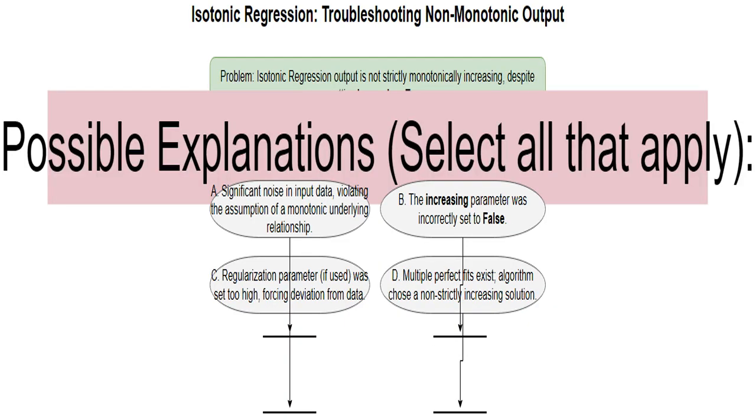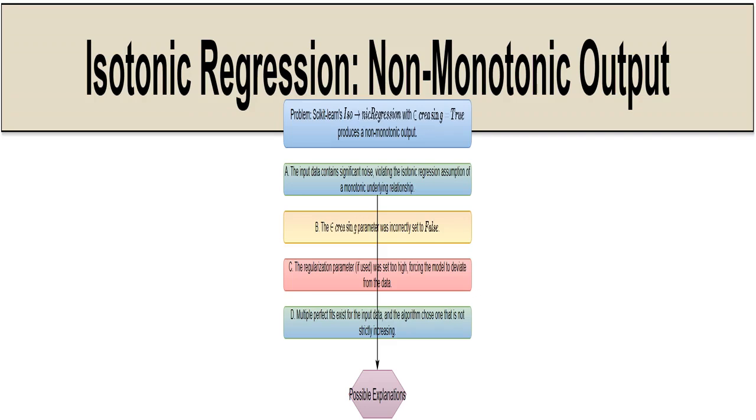My data might contain significant noise, messing with the assumption that there's an underlying monotonic relationship. Noise can cause unpredictable fluctuations, leading to deviations from a perfectly increasing model. It's like adding static to a clean signal. This title tells us we're investigating why scikit-learn's isotonic regression, which should produce a steadily increasing or decreasing line, sometimes doesn't. It's a bit of a mystery.